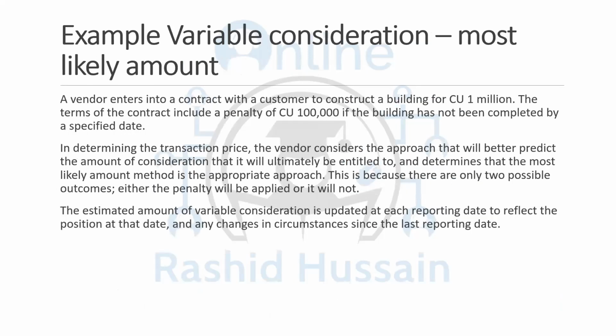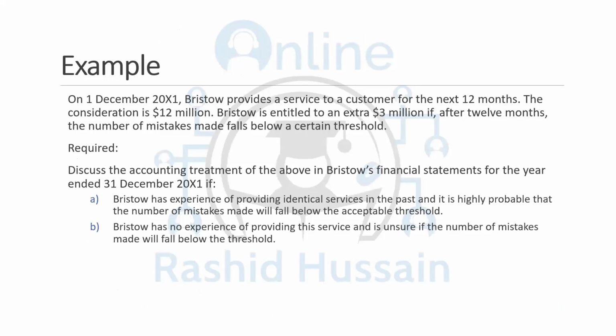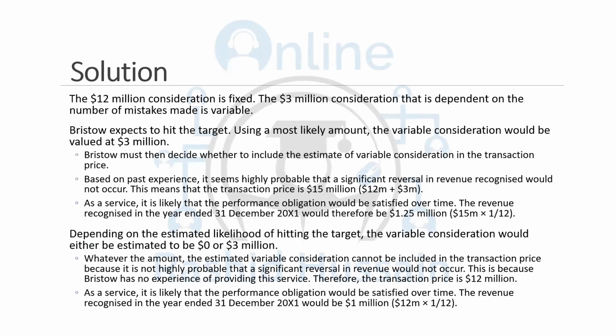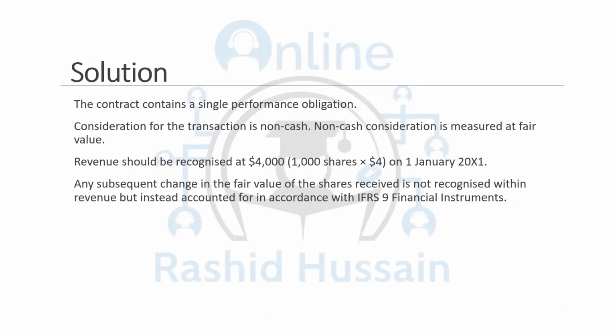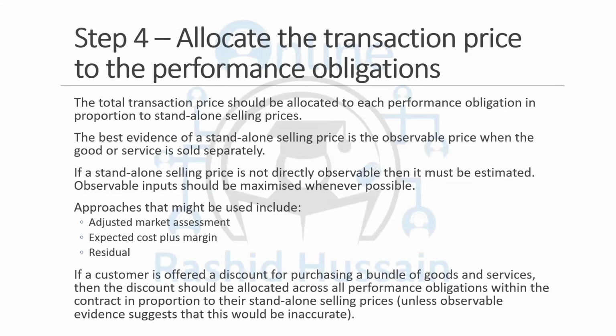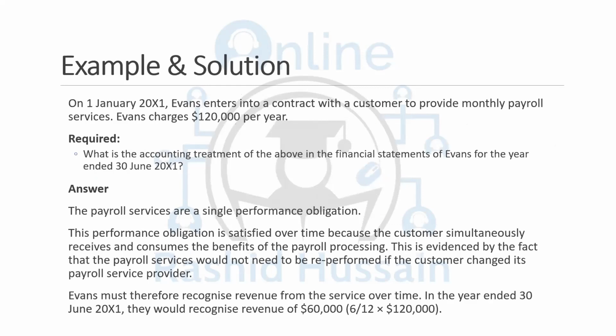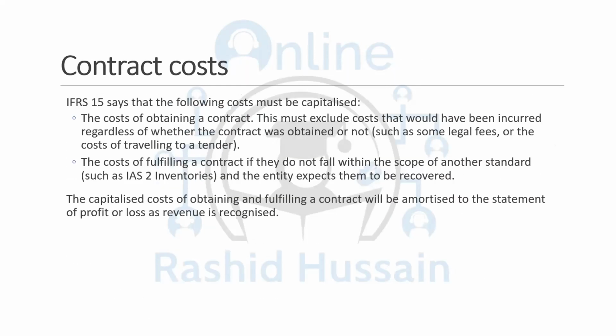So this is what we have discussed in the variable consideration regarding the penalties. And then there was a last thing. Let me just show you the contract cost. This is here. IFRS 15 says that the following cost must be capitalized: the cost of obtaining the contract, the cost of fulfilling the contract.